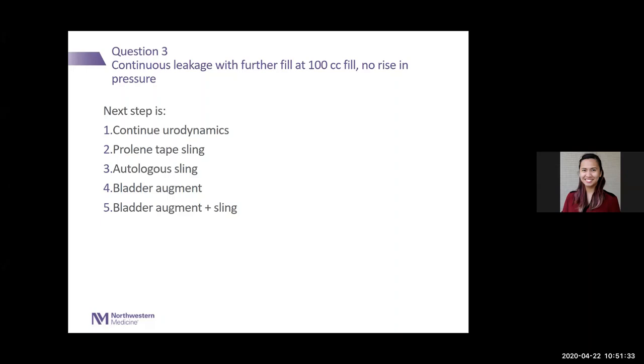So there's basically two options that are right: continue the urodynamics, or bladder augment and sling, right? If you just do a bladder augment, you know she has stress incontinence and she's going to leak, but now she's going to leak out mucus urine and she's probably not going to be happy with you. So why do we say continue urodynamics? Well, we don't really know what her compliance is yet. So maybe her bladder isn't that bad and her outlet is so bad that she's leaking.